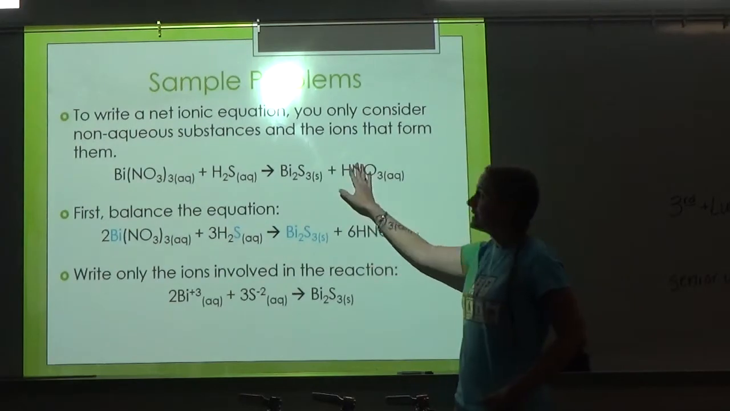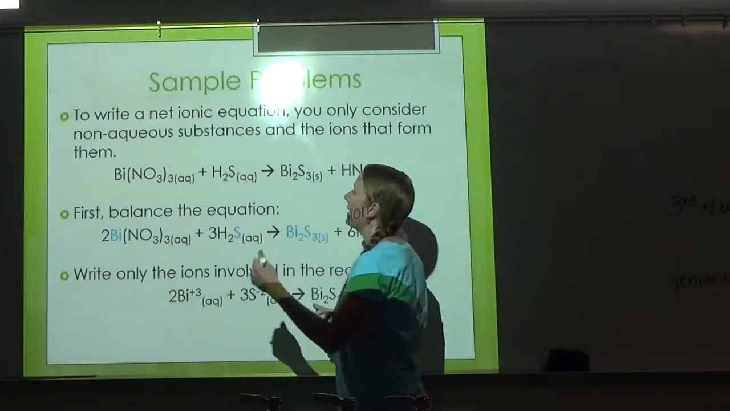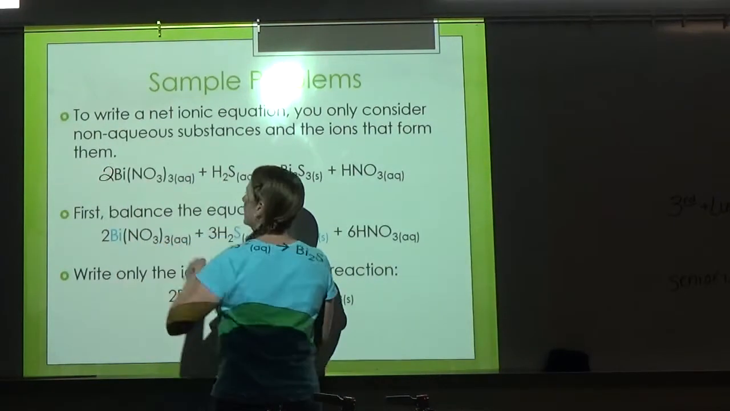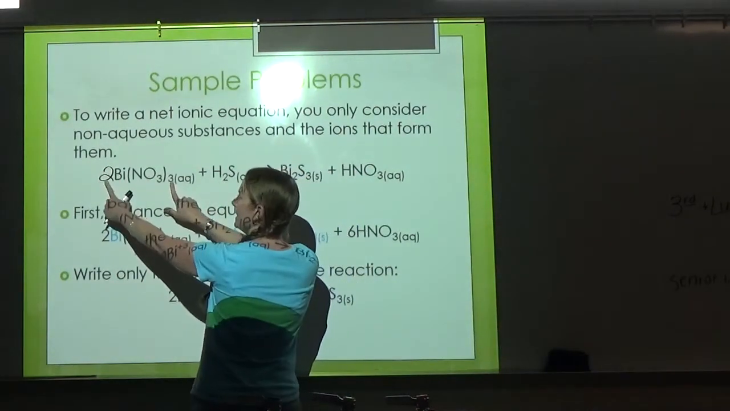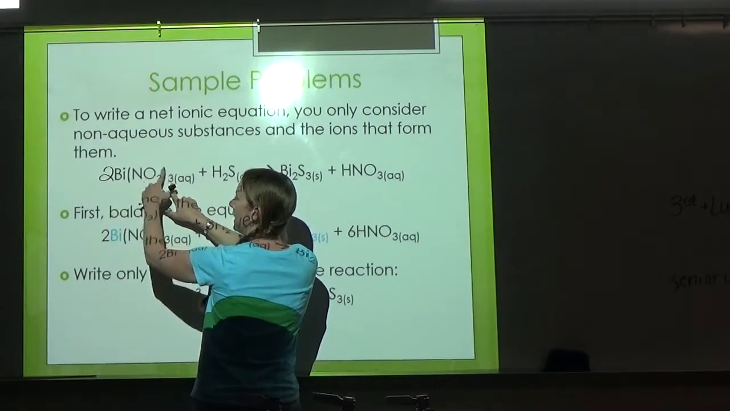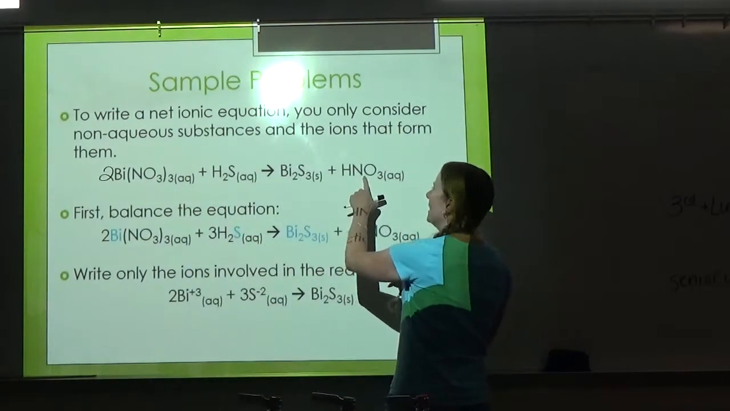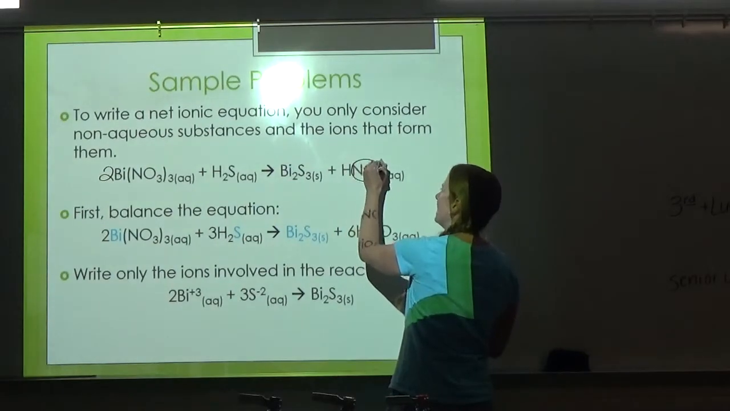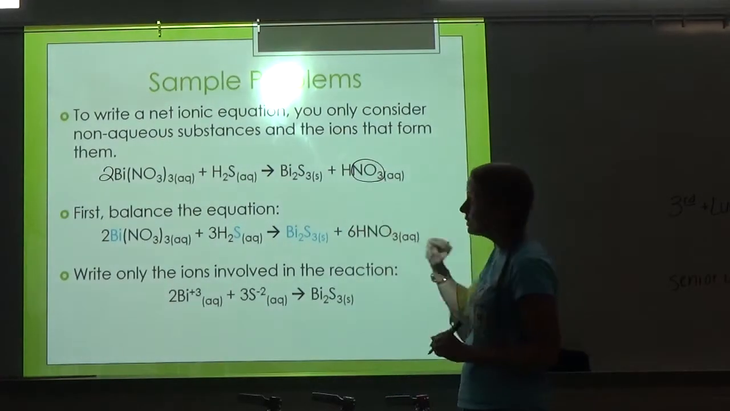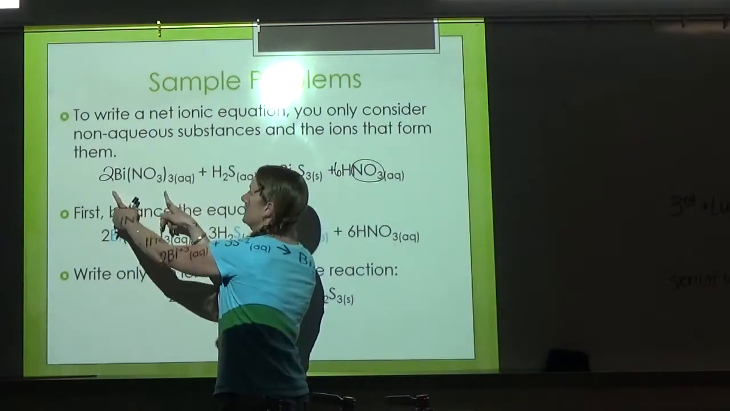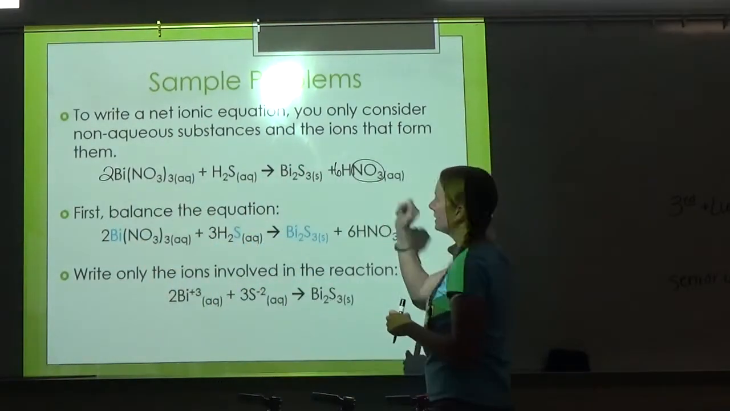So we balance our equation. I have 1 Bi here, and here I have 2, so I put a 2. Here I have 6 nitrates. Nitrates are NO3, but the 3 goes with the 2. Remember, this is all one thing, not 3 things. It's one thing. So I need a 6 here. Now I have 6 nitrates, 6 nitrates.